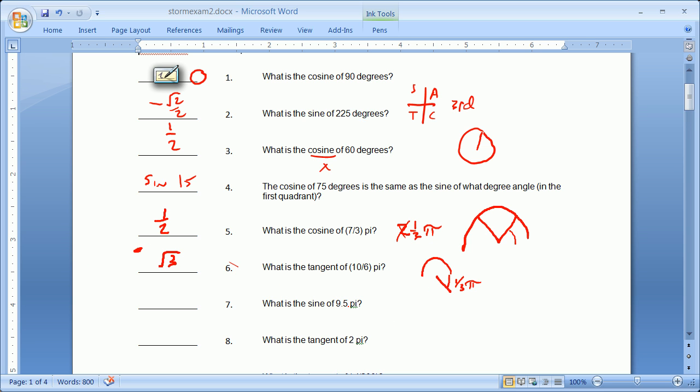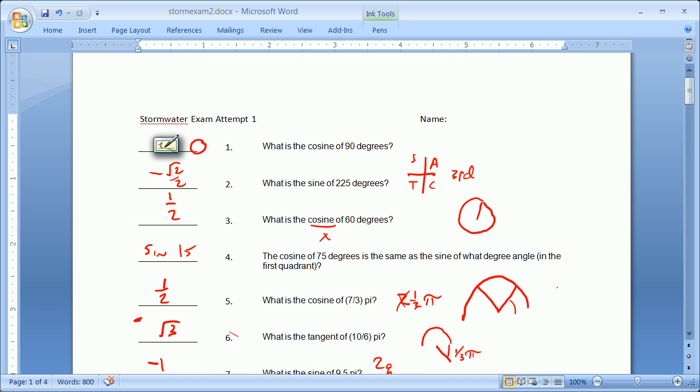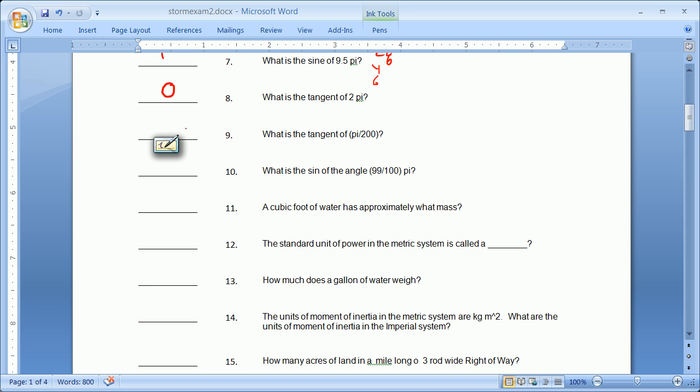The sine of 9.5 pi, well, 2 pi, 4 pi, 6 pi, 8 pi gets you 4 revolutions and then 1.5 more, so it is -1. The tangent of 2 pi is the tangent of 0, so it's 0. The tangent of pi over 200, I'm sorry, I'm going down here, sorry about that. The tangent of pi over 200 is the small angle approximation, so it in fact is pi over 200.